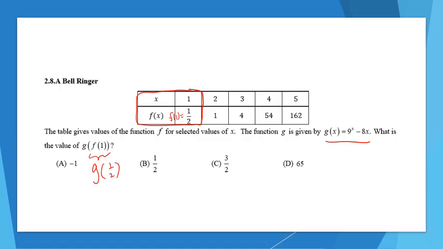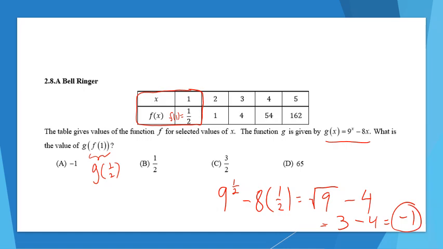So all we got to do here is plug 1/2 into this function. So this is 9 to the power of 1/2 minus 8 times 1/2. Remember, anything to the power of 1/2 is the square root, so the square root of 9 minus, and then 8 times 1/2 is 4. This is 3 minus 4, which is -1, and that should be our answer. So A is the correct answer there.